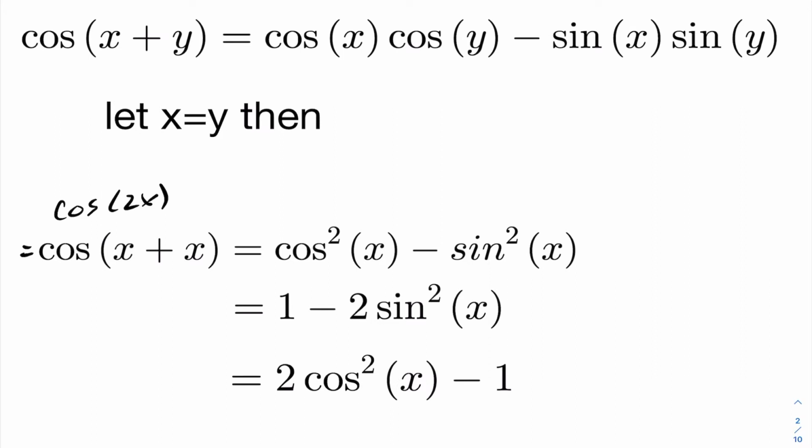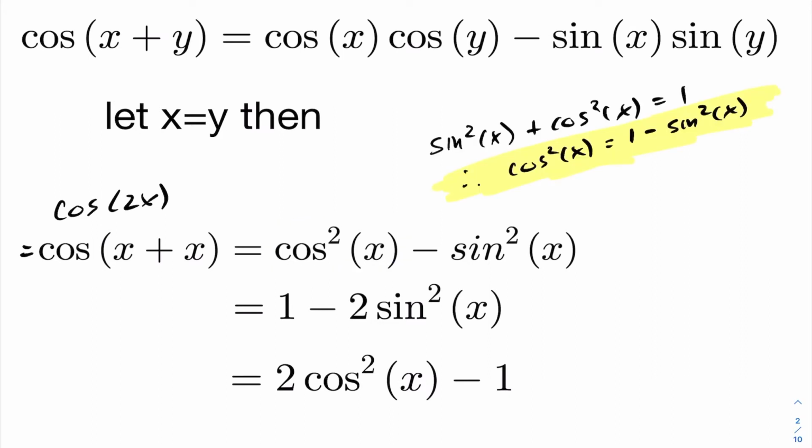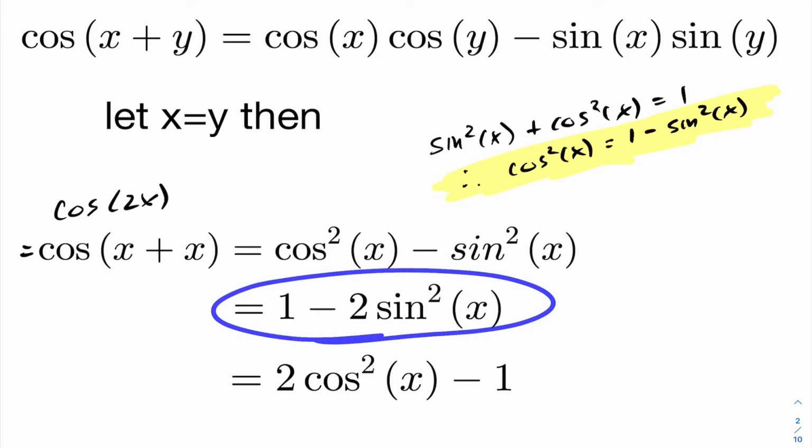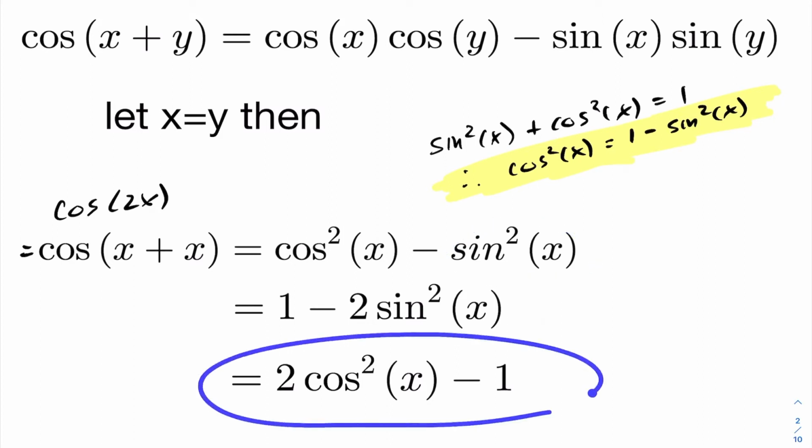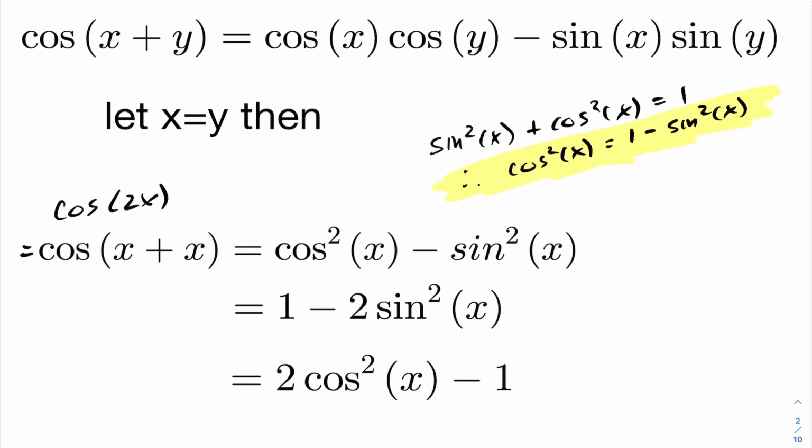Given the fact that sine squared x plus cos squared x is 1, we can get rid of the cos squared x and substitute it with 1 minus sine squared x. Simplifying, we get a second version of the cos of 2x. Doing the exact same trick, this time getting rid of the sine squared x and writing it as 1 minus cos squared x, we end up generating 2 cos squared x minus 1. So the cos of 2x can be written in three different forms: cos squared x minus sine squared x, 1 minus 2 sine squared x, or 2 cos squared x minus 1.